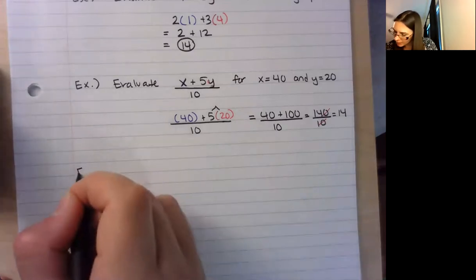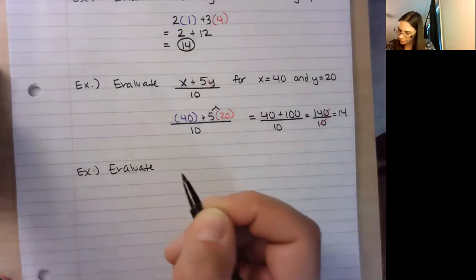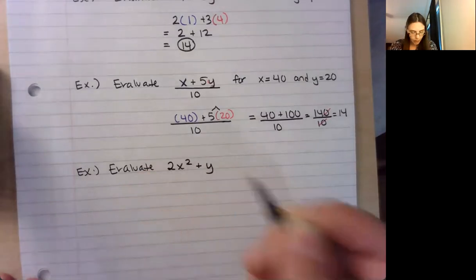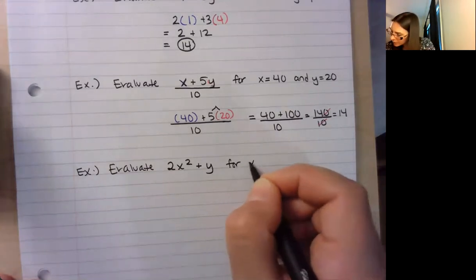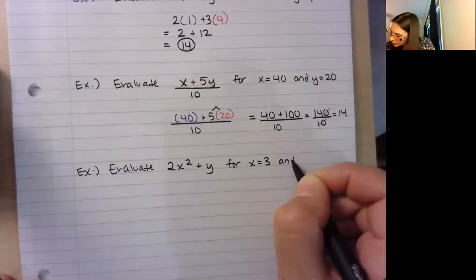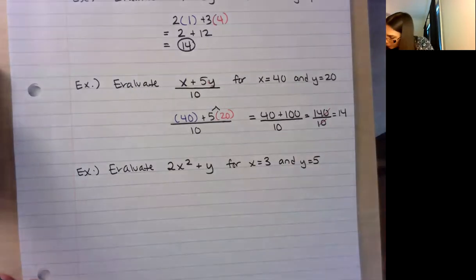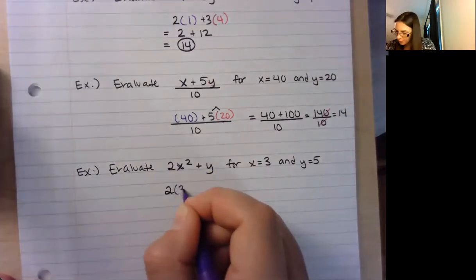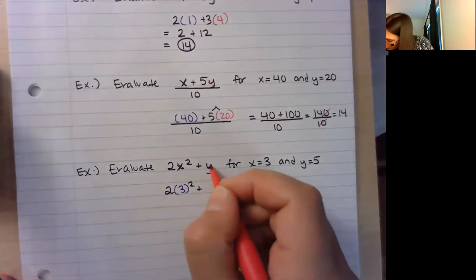And let me just do one more example here. All right, let's evaluate 2x squared plus y, where x equals 3, and y equals 5. So wherever I see that x, I'm going to go ahead and plug in a 3 there. So just be careful. I have a 2, and then I'm plugging in a 3, and I still have a square.